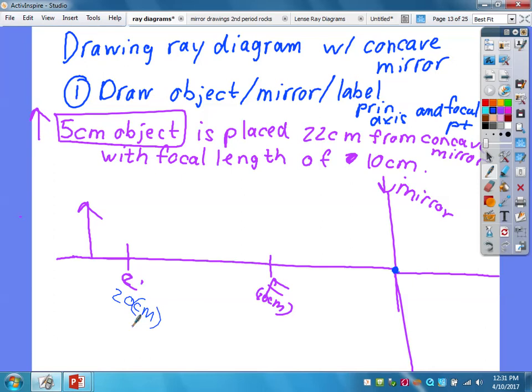So when you draw these out, and it says you have a 5 centimeter object placed 22 centimeters from a concave mirror with a focal length of 10 centimeters, basically my question is going to be, draw the image and describe.